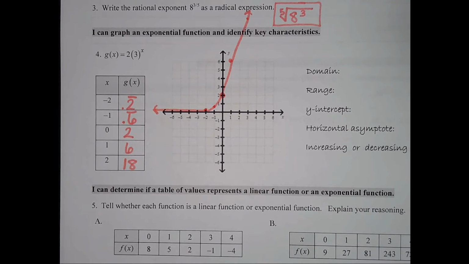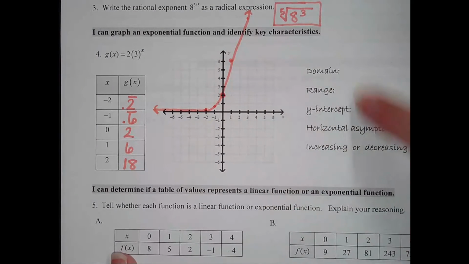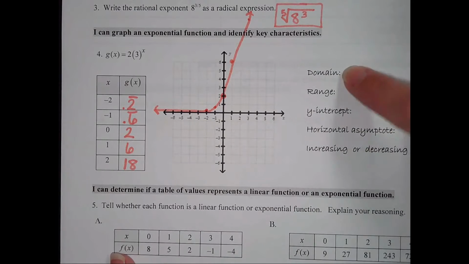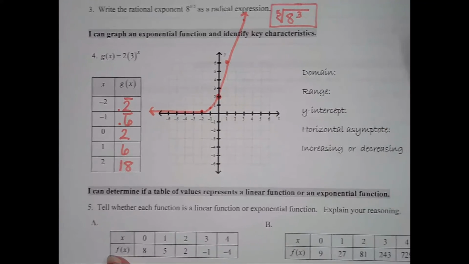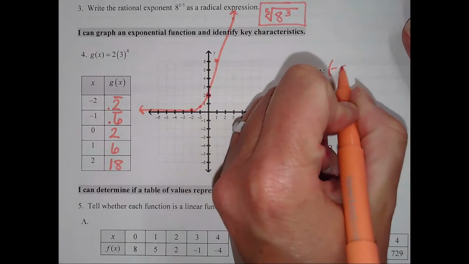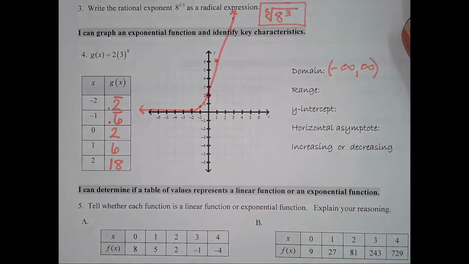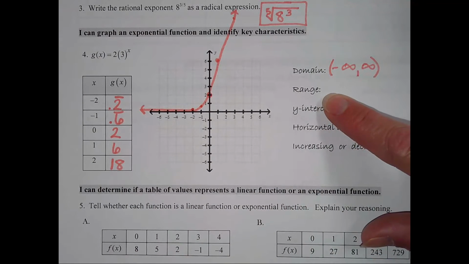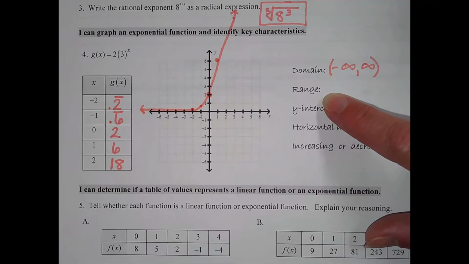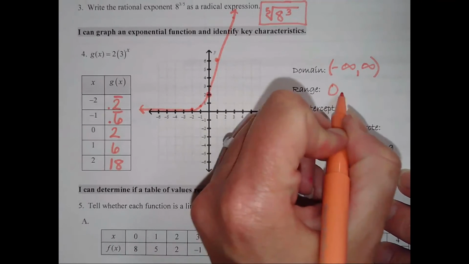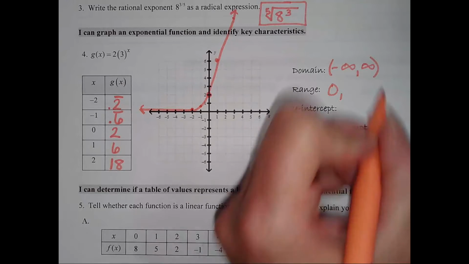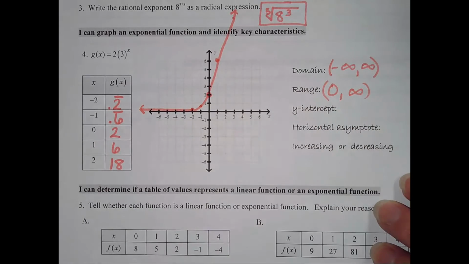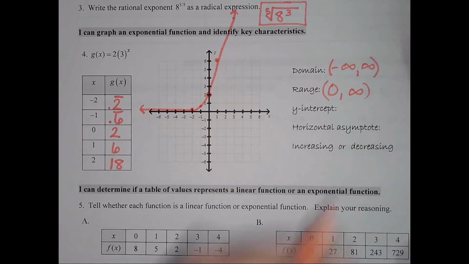All right, so this is what your graph looks like. Now we need to do all the key characteristics. What would the domain be? -infinity to +infinity. Range. How low does it go? It gets close to 0, comma. How high does it go? Infinity. Good. Not worried about the brackets too much. What is the y-intercept? 2.